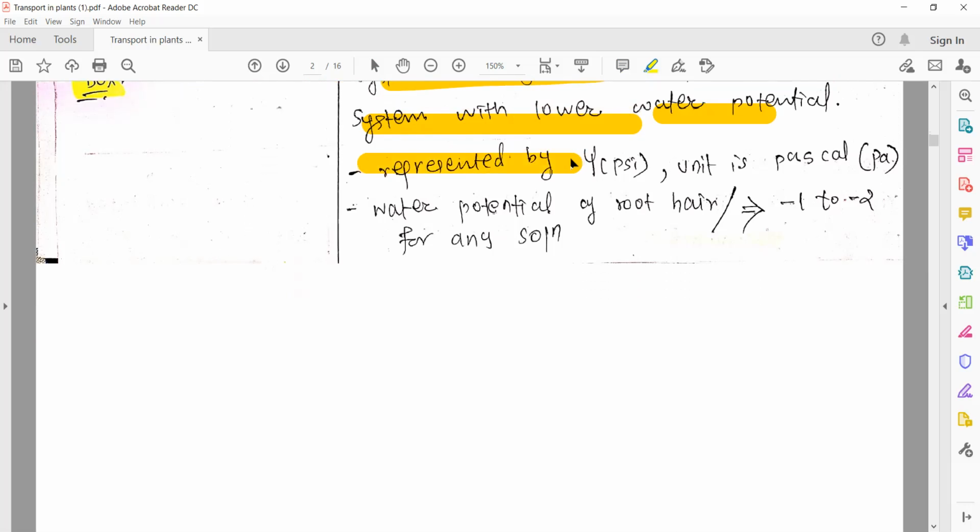Water potential is always denoted by psi and the unit is Pascal. Water potential of the root hair is almost -1 to -2 for any kind of solution. I have given just one example here. What do the minus values indicate here? That much amount of impurities is present there. You can say 1%, 2% impurities can be seen in the case of root hairs.